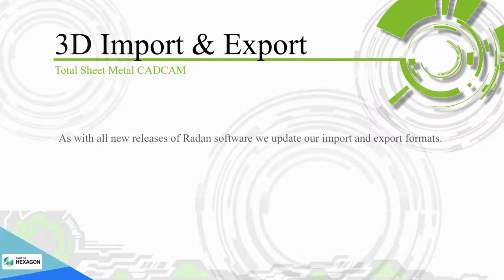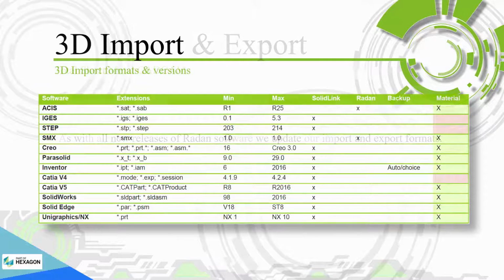As with all new releases of Radan software, we update our import and export formats. 3D import formats. The table in front of you shows the file types that we can read into Radan 3D. In the second column you will see the file extensions associated with those file types. Columns 3 and 4 show the minimum and maximum versions of that file that can be read into Radan 3D. The important column on the end, marked material, shows whether or not that file format will actually include material, which we can then read in Radan 3D.